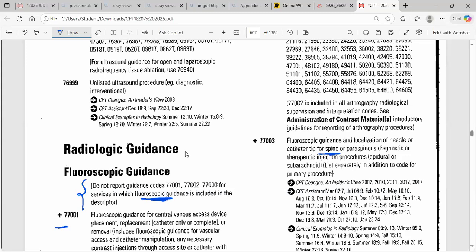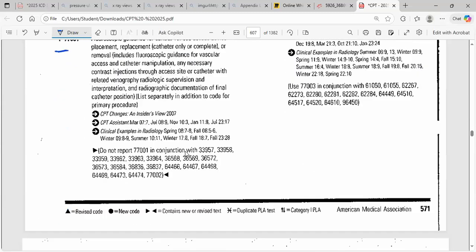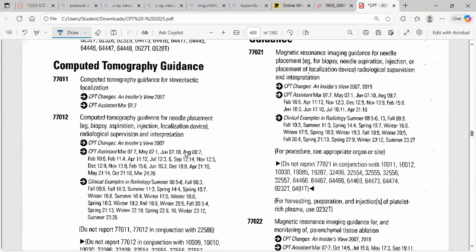Next, we have the CT guidance. For CT guidance, we have the codes 77012 and 77011. What does stereotactic localization mean? In the last session or the session before last, we discussed the stereotactic, right?